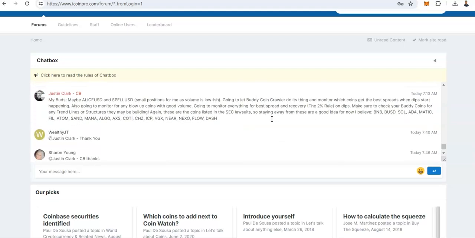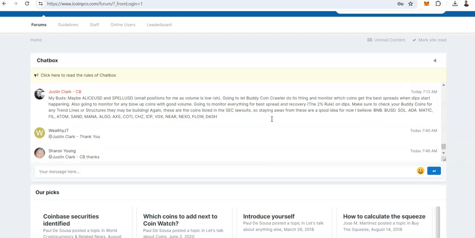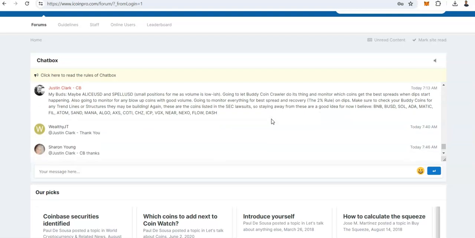There's no guarantee. This is not like use this specifically. This is just going to help you get more information, okay? It's just education. This is not signals. This is not what to trade exactly. This is just what he's doing and what he's seeing.